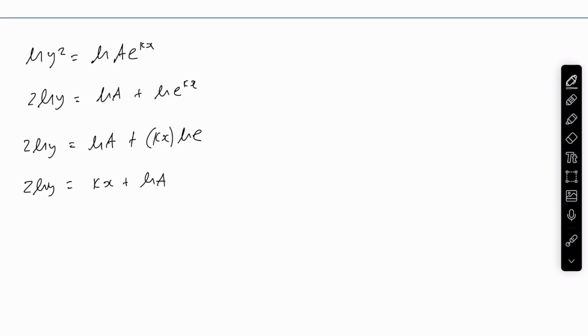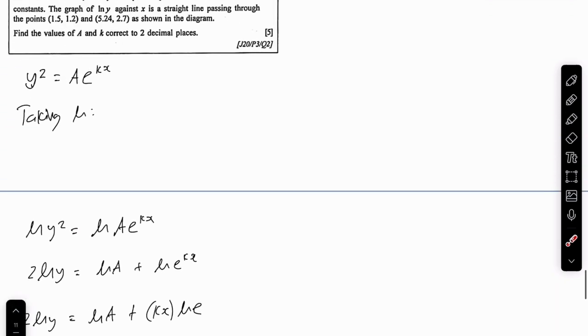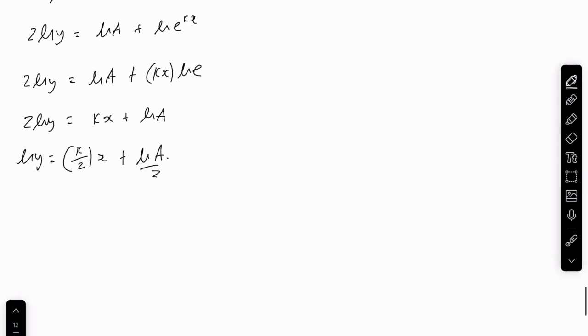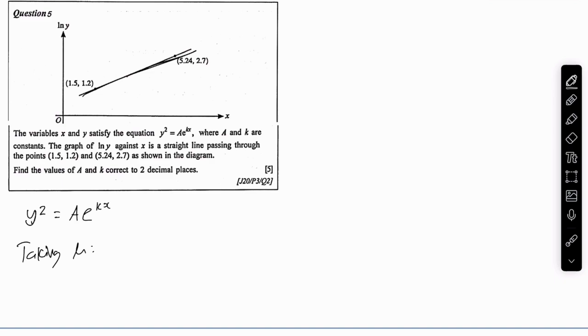Okay, so we've got 2 ln y is equal to kx plus ln a. So ln y is k over 2 x plus ln a over 2. Now, we've got an equation, and we've got some points. So we just plug them in. Let's see here. We can find the gradient first off.